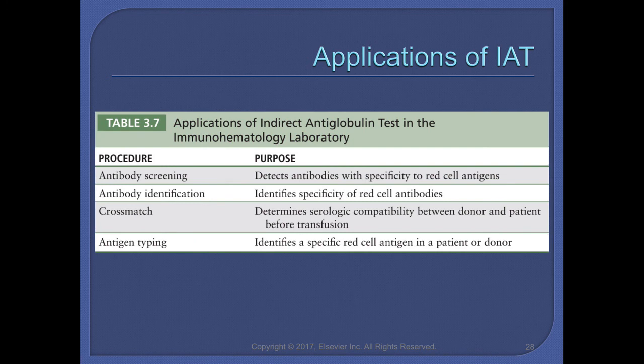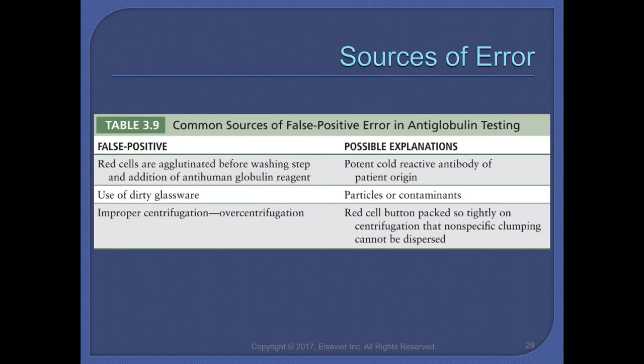And these are some applications of the indirect antiglobulin test in the blood bank lab. We can do it in an antibody screen, where we can detect antibodies with specificity to red cell antigens. We can do it in antibody identification, which would identify the specificity of the red cell antibodies. We can use it in cross-matching, which determines the compatibility between donor and patient before transfusion, and for antigen typing, which identifies the specific red cell antigen in a patient or in a donor. And these are all common tests that you'll be doing in the blood bank.